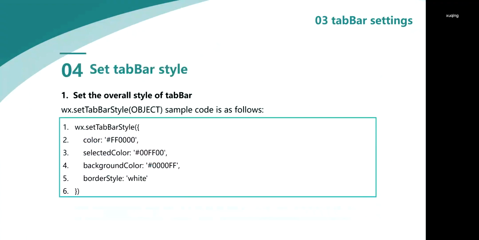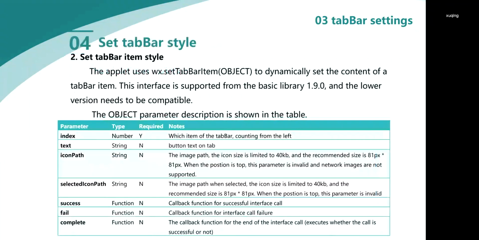Then we have sample code for the set Tabbar style. Yeah, you see here we can set the color, the selected color, the background color, and the border style. We have also this set Tabbar item style. We use set Tabbar item to dynamically set the content of a Tabbar item. And this interface is supported from the basic library 1.9, and the lower version needs to be compatible.